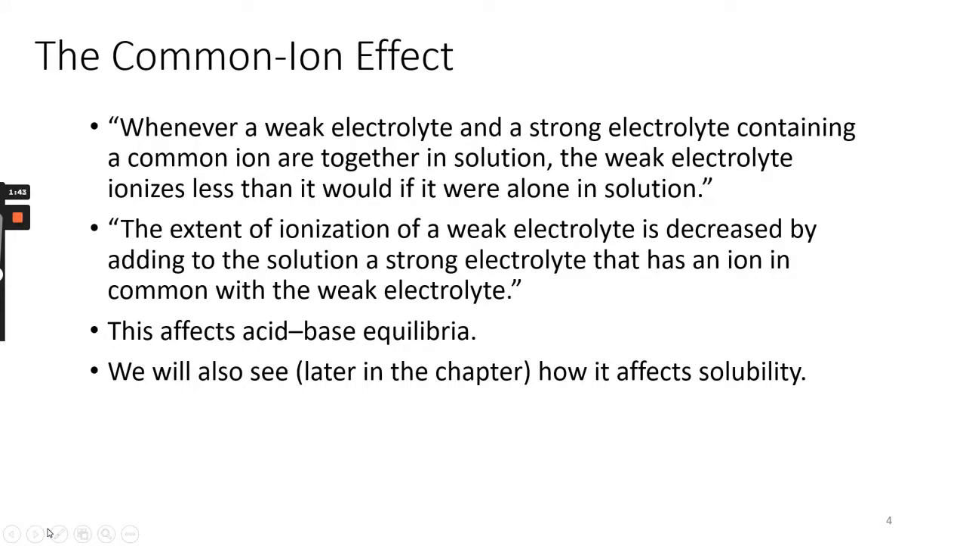So what is the common ion effect? Whenever you have a weak electrolyte and a strong electrolyte containing a common ion, and they are both together in a solution, the weak electrolyte ionizes less than it would have if it were alone. Oof, that's a mouthful. What does that mean? So think about our previous example. When we added sodium acetate, our reaction moved to the left and we made more acetic acid. Acetic acid is the weak electrolyte. So if there is more acetic acid, that means less of it ionized. And we got rid of H+ ions, right?